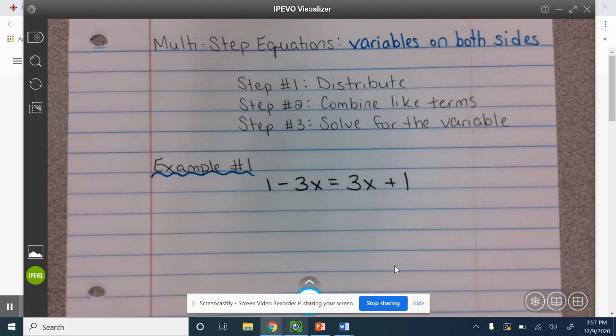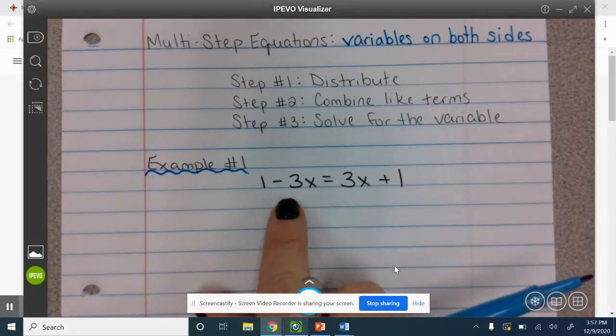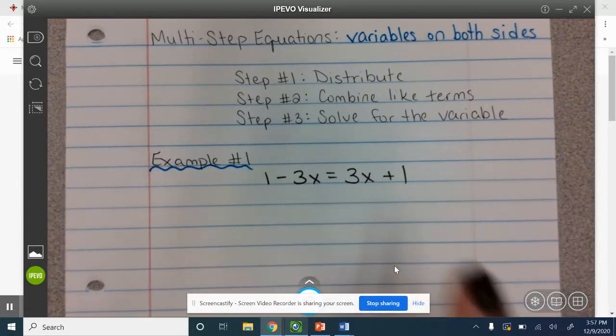Today our focus is on multi-step equations again. This is just going to be 2 quick examples just as a refresher before you get started on today's assignment. So let's go ahead and look at this first one. It is 1 minus 3x equals 3x plus 1.